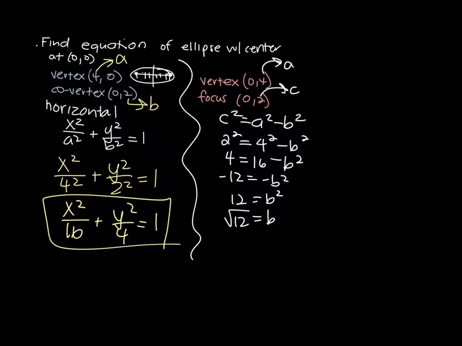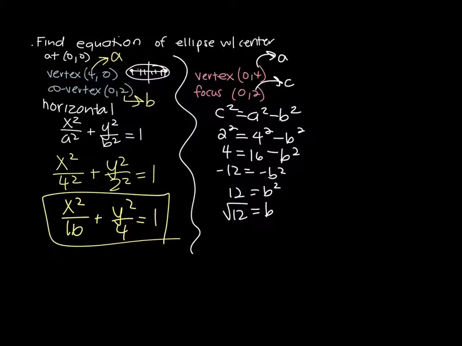And again, just like that last one, I'm not asking you for b, you don't have to simplify that. I'm going to eventually square it anyways, so keep it square root 12. Now I've got to figure out, is this vertical or horizontal? If my vertex is at 0, 4, it means I'd have the other vertex at 0, negative 4. Is this vertical or horizontal?